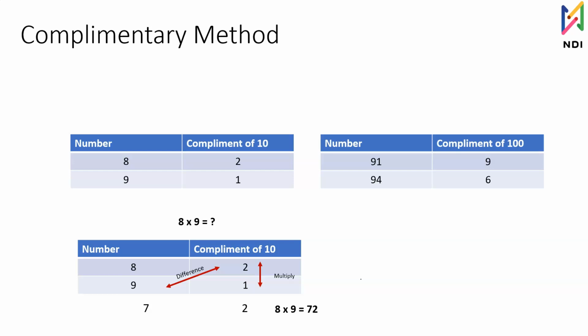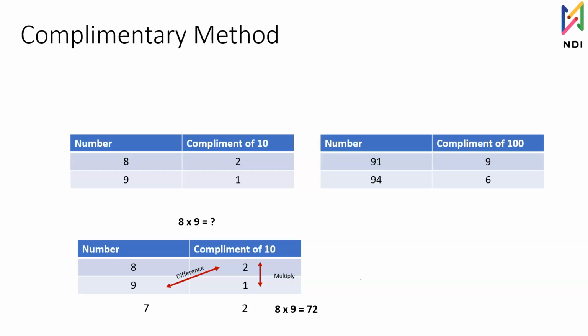This is very easy. I know 8 and 9 is fairly simple. This method is really useful when you come to double digits, triple digits, 4 digits, and so forth. Whenever you look at a number, you see if that number can be represented as a complement of the base number. If that is a possibility, you can definitely use this technique to multiply.